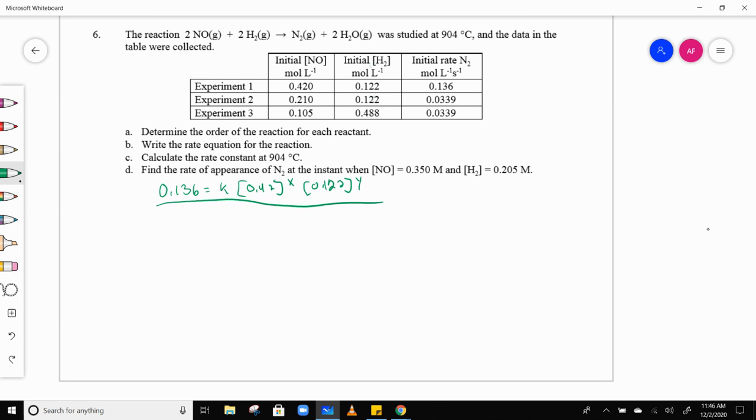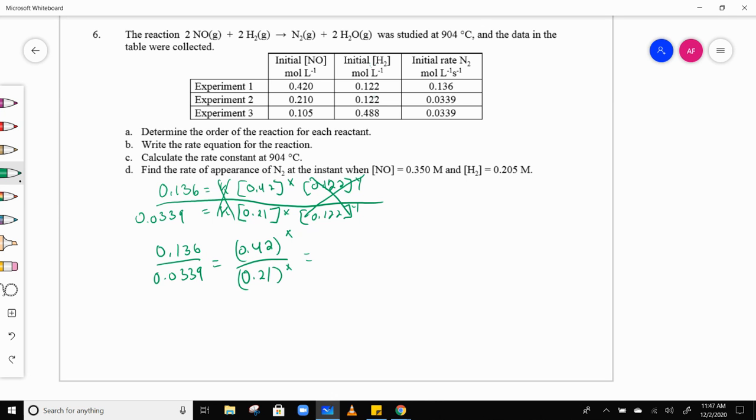So their initial rate was 0.0339, and we get K times 0.21 to the X, and 0.122 to the Y. So you'll see these cancel out. Yay. So you get 0.136 over 0.0339 equals 0.42 to the X over 0.21 to the X. Okay, so 0.136 divided by 0.0339, you get 4. So 4 equals, oh, this one's easy. And then 0.42 divided by 0.21 is 2. So 2 to the X. So therefore, X equals 2.